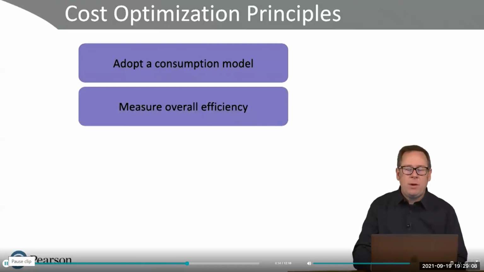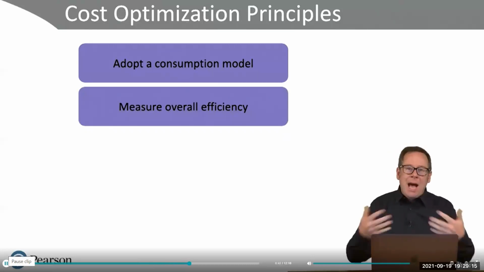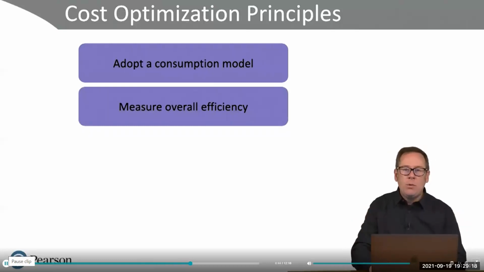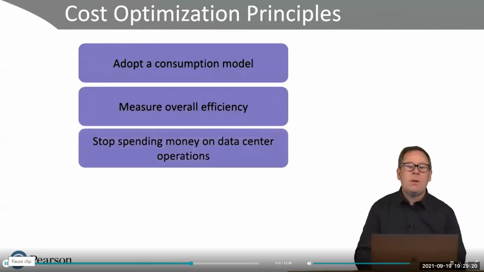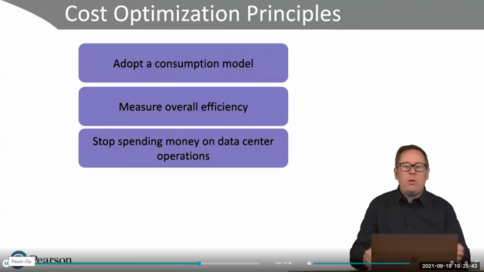Measure overall efficiency. This goes back to monitoring, making sure that you're not just monitoring performance and resilience, but also how much you're spending as you use these resources. Stop spending money on data center operations. This is another point that I love the fact that AWS puts it right in the principle. Data center operations are never going to grant your company a degree of competitive advantage over somebody else. The best you can hope for is that you haven't broken anything or that you stayed up.